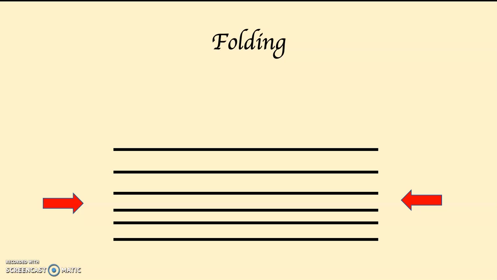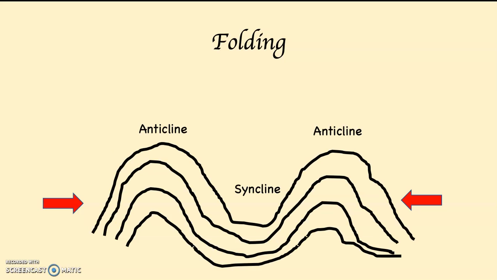Here's a diagram I made for you. Let's pretend like those are horizontal layers of sedimentary strata. And you can see that there's two red arrows pointing towards each other. They're going to compress that crust. When they do, this is what's going to happen. You're going to get folds. The upfolds are anticlines, the downfolds are synclines.